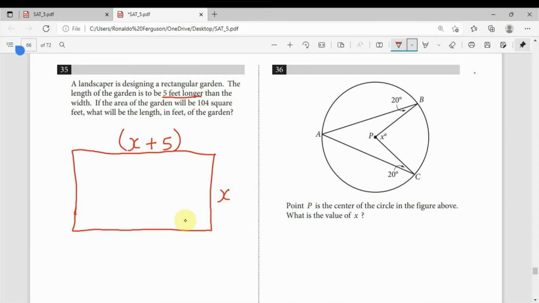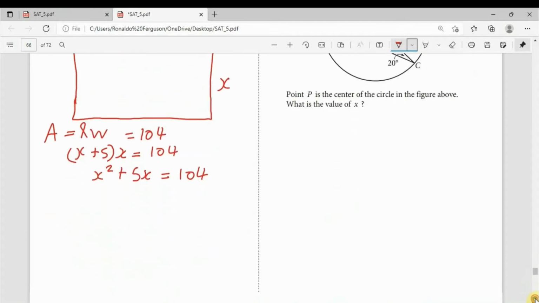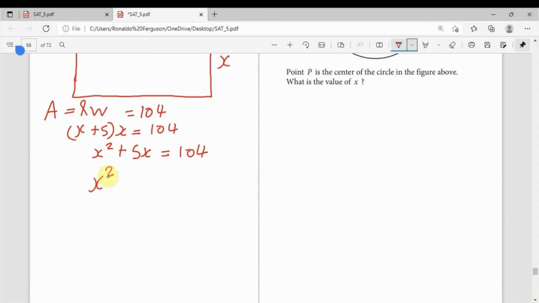Agreed? Yes, sir. And then remember, guys, that area is equal to length times width. And they told us that the area is 104 square feet. So that means x plus 5 times x is 104. So if we expand, this is going to be x times x is x squared, 5 times x is 5x, equal 104. So we're going to end up having a quadratic equation to solve. In this case, we have x squared plus 5x minus 104 equal to 0.